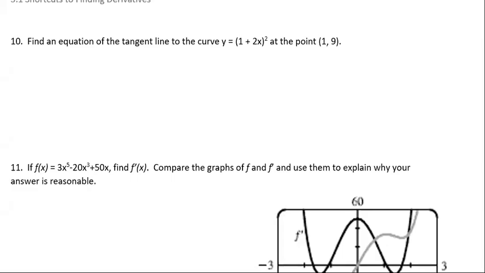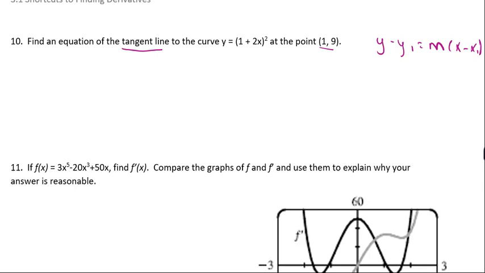Find an equation of the tangent line to the curve y equals (1 plus 2x) squared at the point (1, 9). So if we're looking for the equation of the tangent line, that means that we're looking for the derivative. And if we're looking for the equation, that means we're going to use our y minus y1 equals m times (x minus x1). And we're going to look at the derivative to give us our slope.